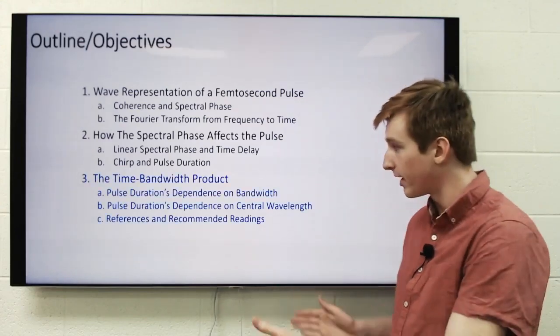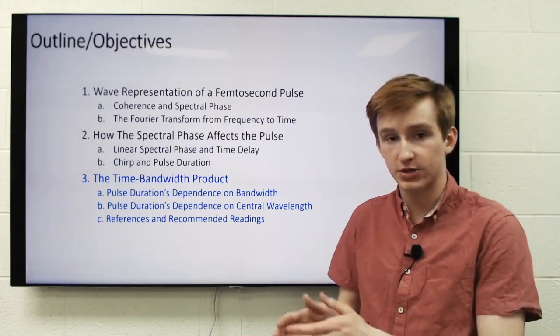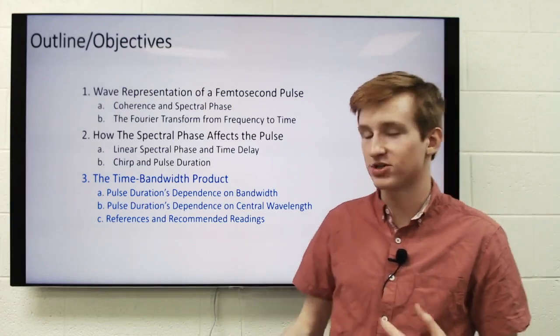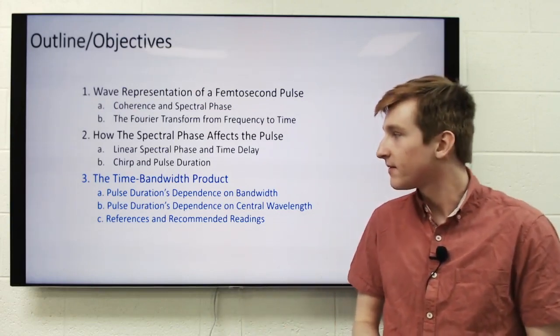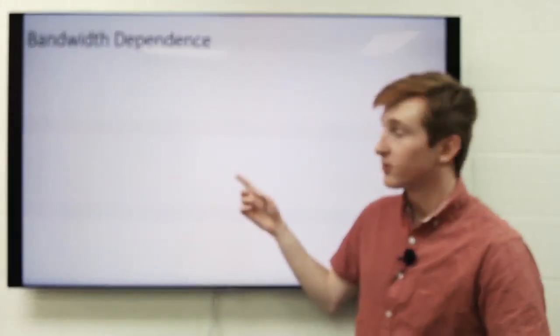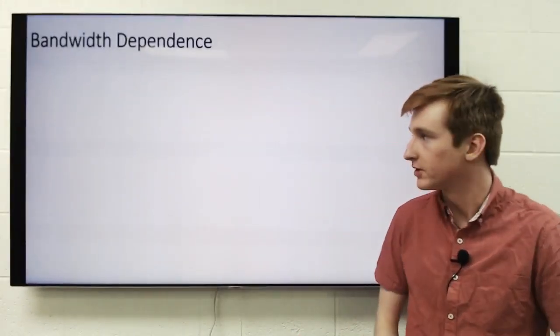So why does a broader bandwidth lead to shorter pulses, and why does a shorter central wavelength lead to shorter pulses? And so I want to use the wave representation again to explain that. So first, some nice little pictures to look at. So here's for bandwidth dependence. So why does a broader bandwidth lead to shorter pulses?